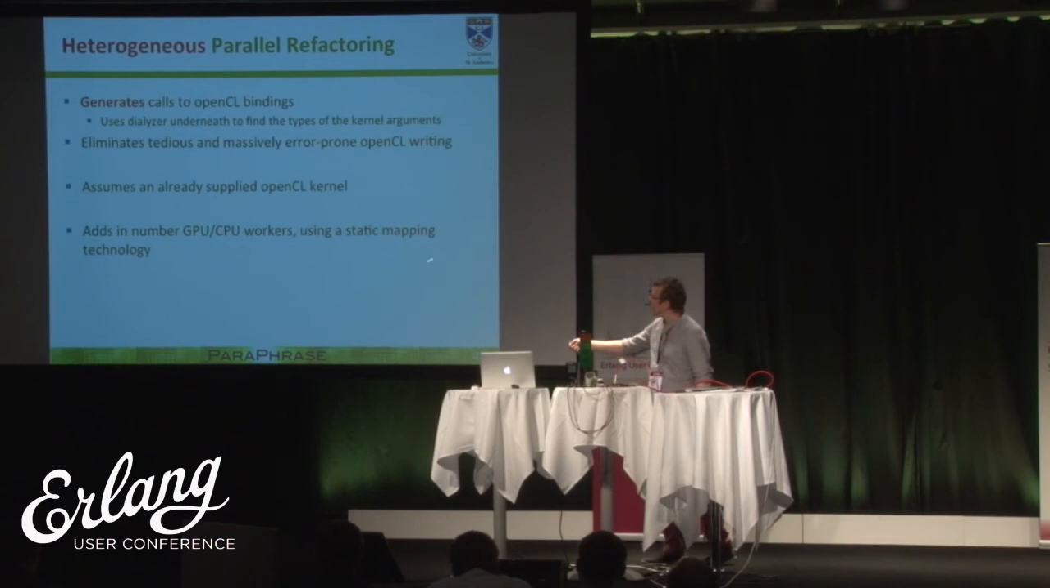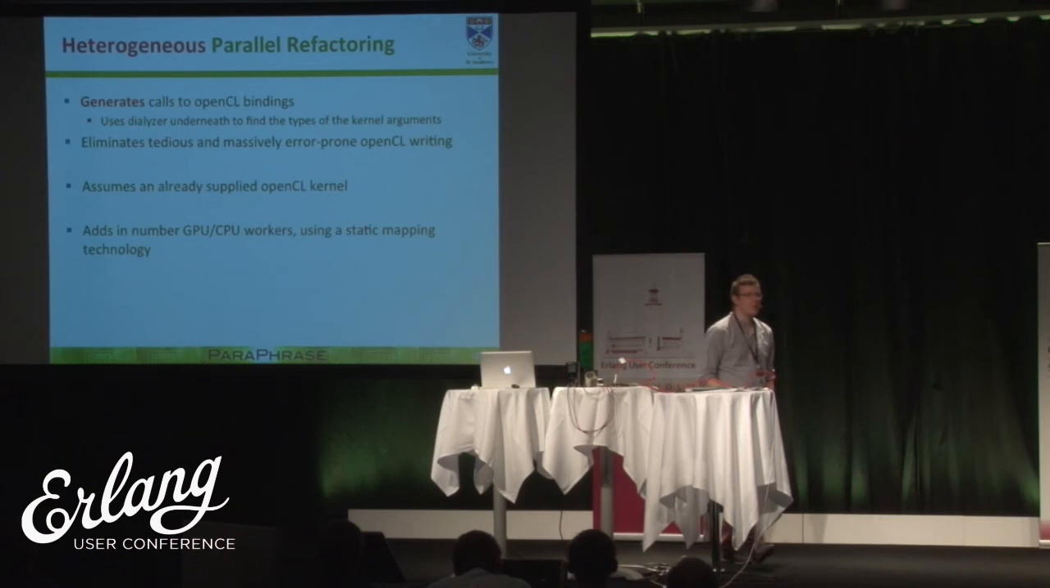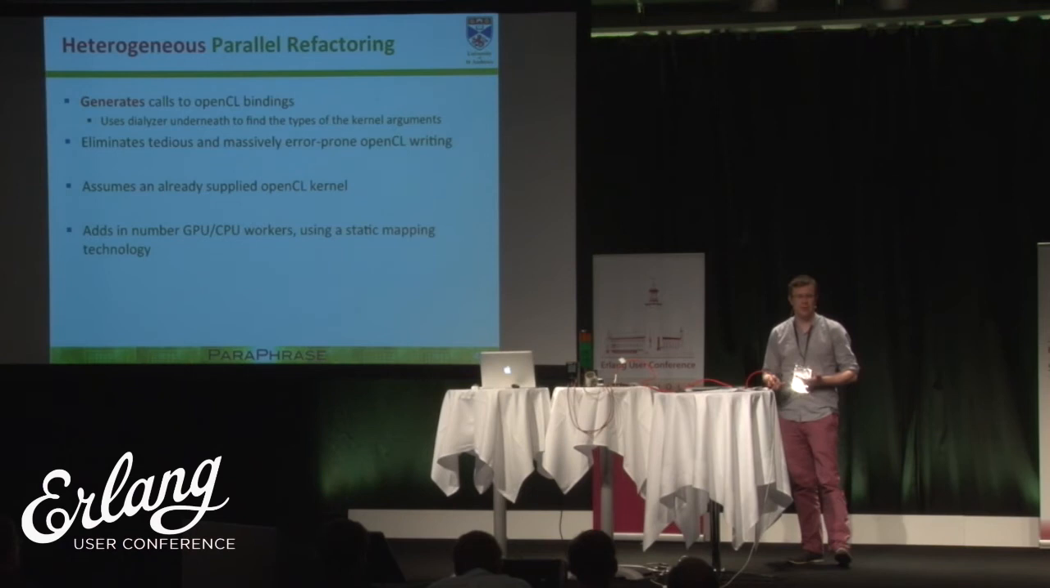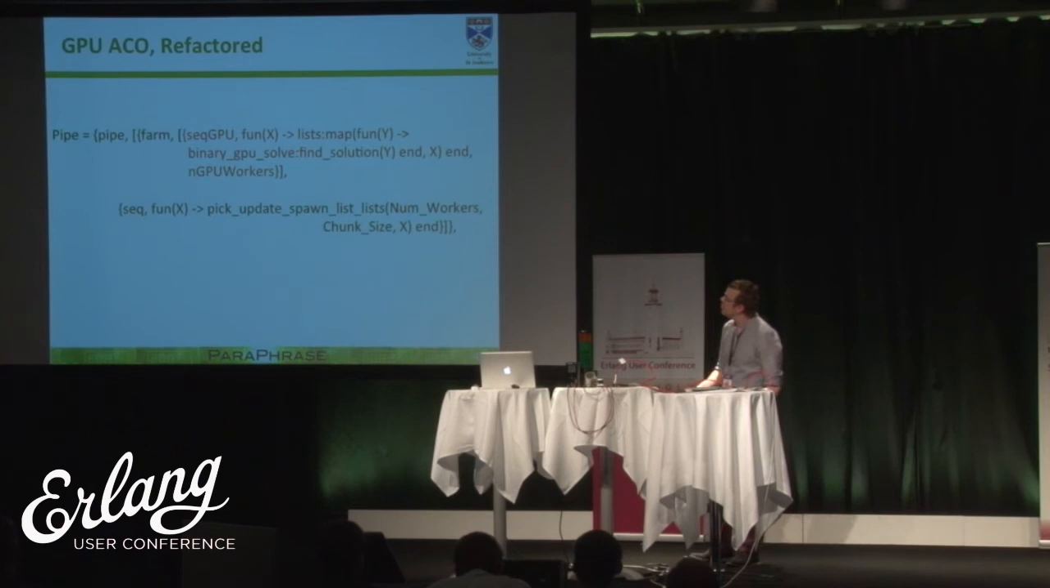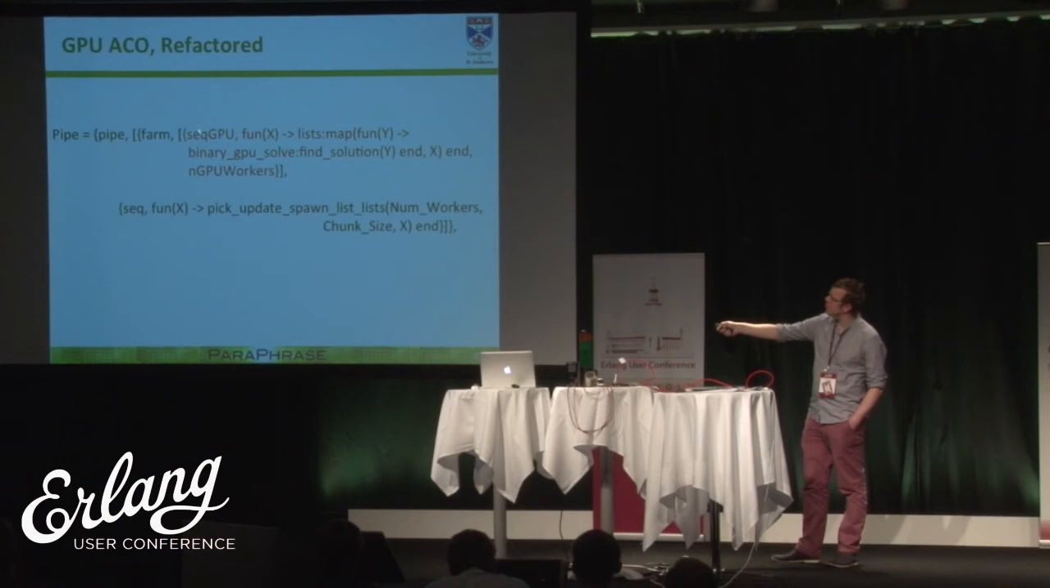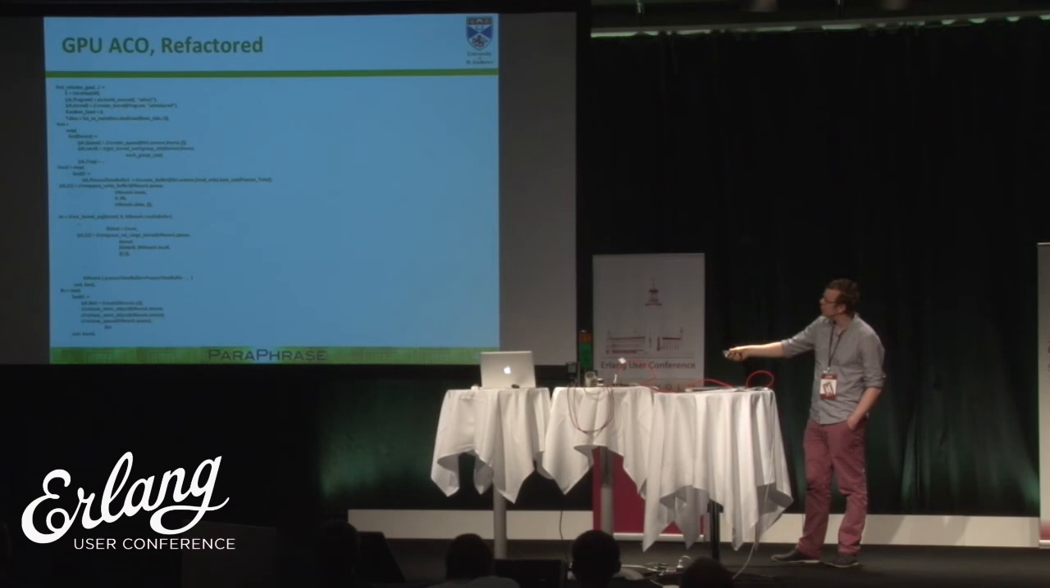We also have a static mapping technology that derives the optimal number of workers, so the optimal amount of CPU and GPU workers you need to give a farm. So you don't need to worry about that. So let's go back to our example. All I need to do is just take the farm. This time I'm going to make it a GPU. But I call a different function. It generates a new function, GPU solve find solution. And that function contains all of the OpenCL generated code and calls the kernel.